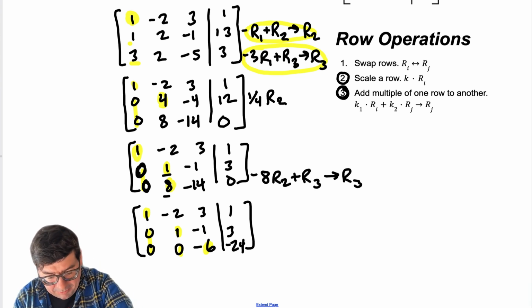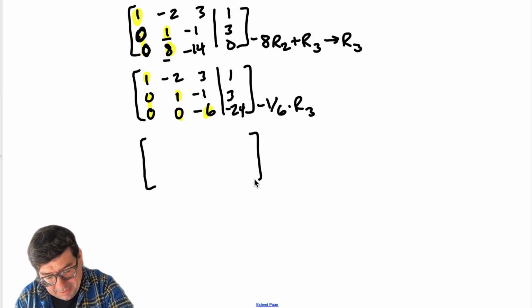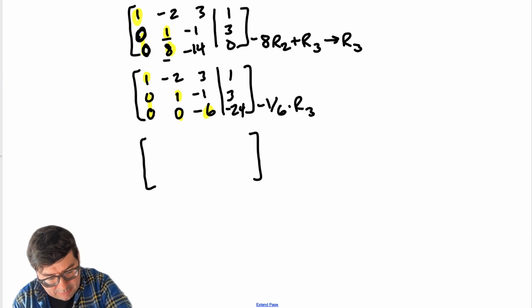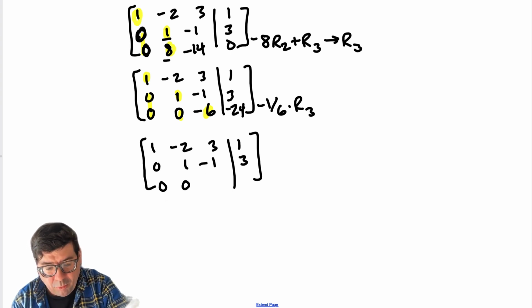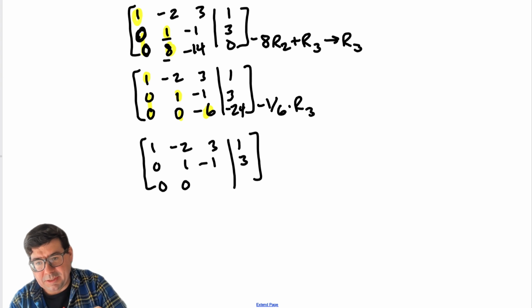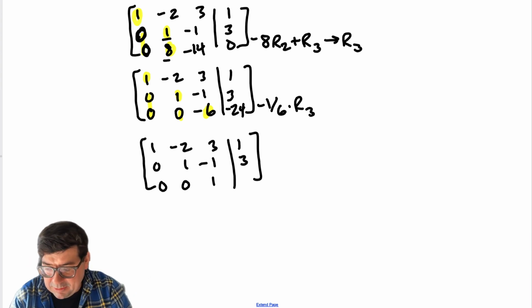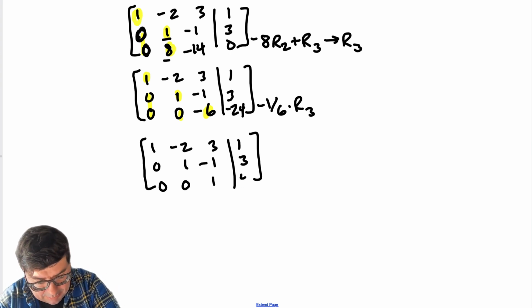So we're going to do -1/6 times row 3. And again, we're not doing anything to the first or second row. So 1, -2, 1, -2, 3, 1. I'm not changing that row. 0, 1, -1, 3. Not changing that row. 0, 0. -6 times -1/6 is 1, which is what we wanted to get. And then -1/6 of -24, excuse me, is 4.